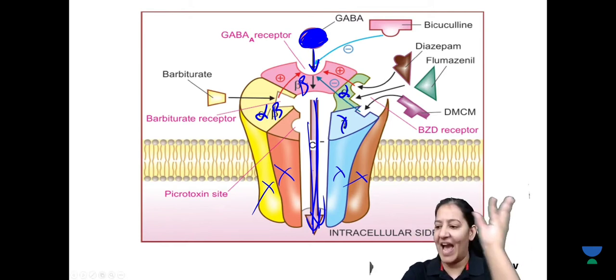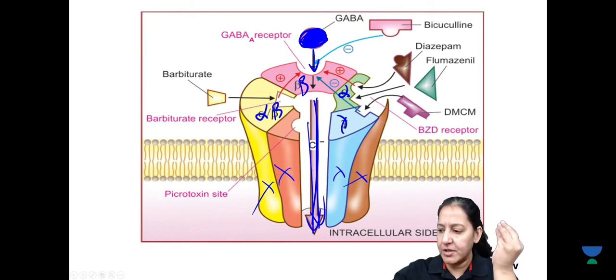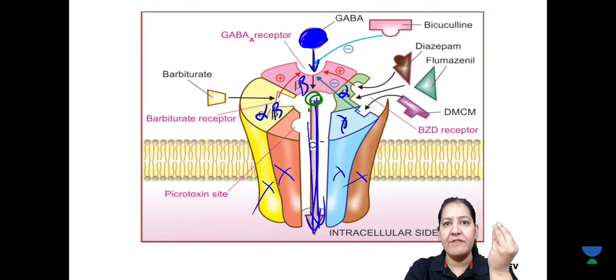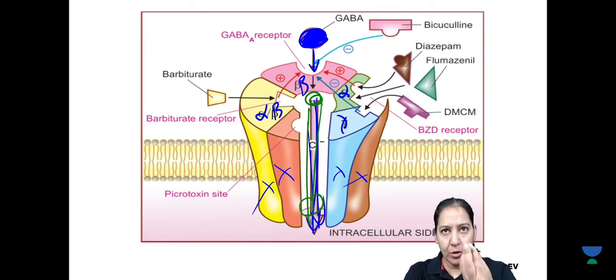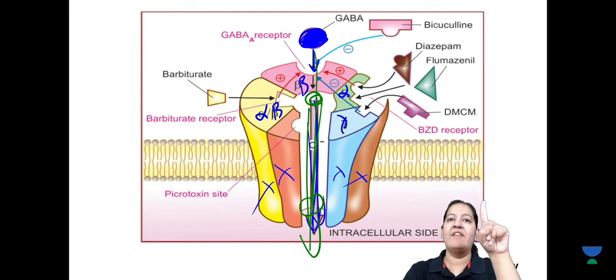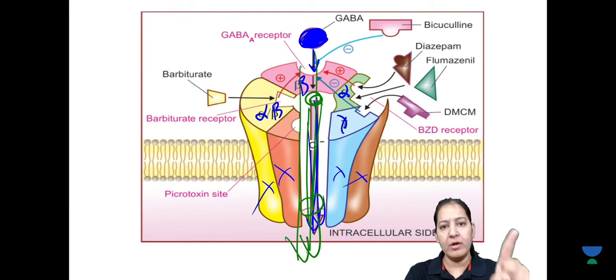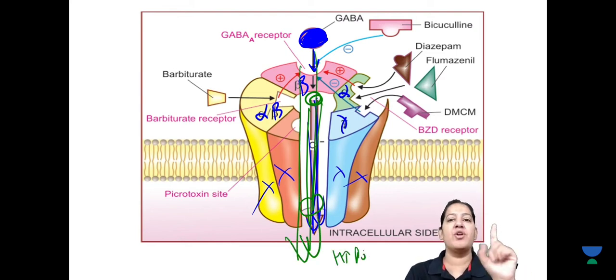Because of this action, there is a chloride channel. It will open up. Because the chloride channel will open, more and more chloride will go inside. Because the chloride will go inside, it will cause hyperpolarization of the neuron. That will cause inhibition of the neuron. Give me a thumbs up if you got it.